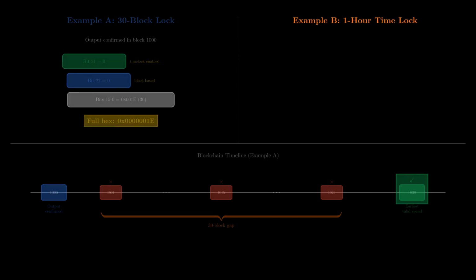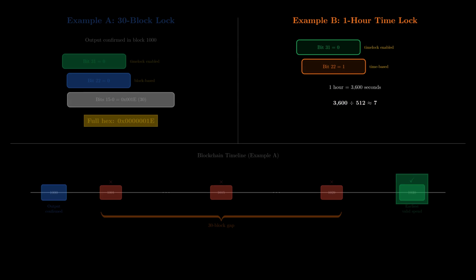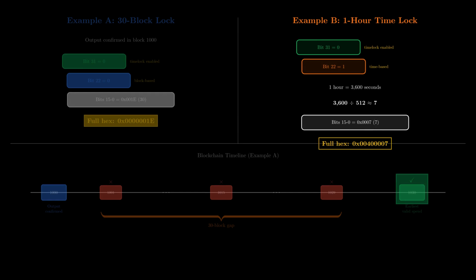Now for the second example, a 1-hour time lock. Bit 31 stays 0. Bit 22 is set to 1, indicating time-based counting. 1 hour is 3,600 seconds. Divided by 512, that gives approximately 7. Bits 15 through 0 encode the value 7. The full sequence value is hex 00400007. The spend becomes valid roughly 3,584 seconds, about 1 hour, after the output confirms.